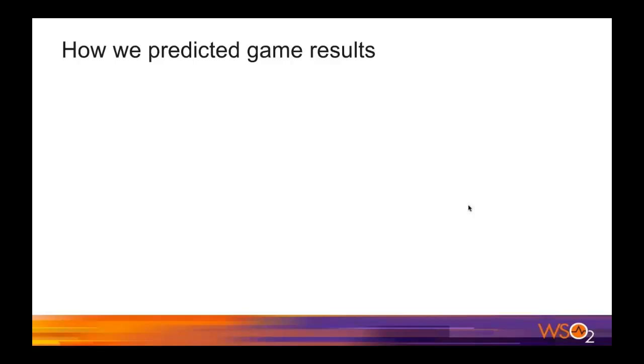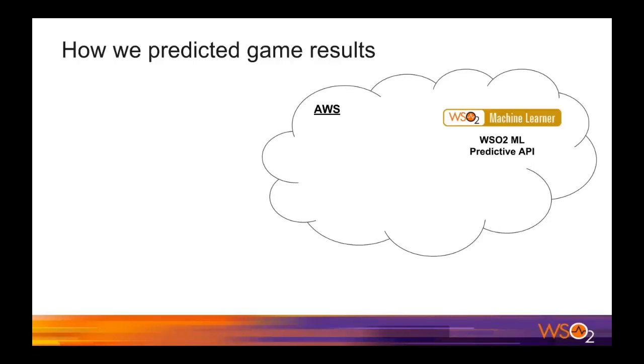This demonstrates how we predicted the game results. This is the deployment that we have done in the Super Bowl case. We deployed WSO2 machine learner in the Amazon EC2 cloud, and we built a machine learning analysis using the random forest regression algorithm. We exposed the WSO2 ML predictive API for the model that we built. Then we put in a wrapper API, another REST API that is specific to the big game.